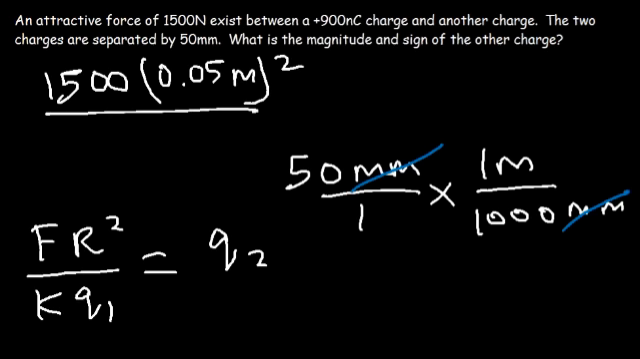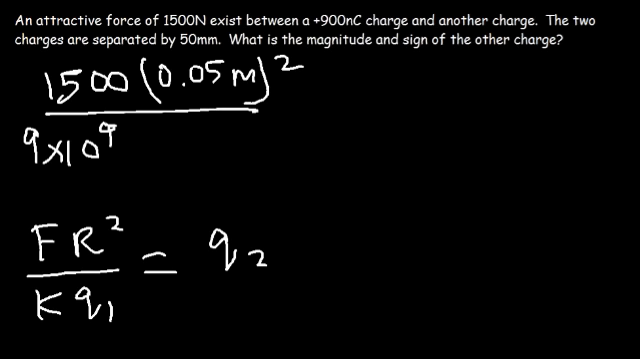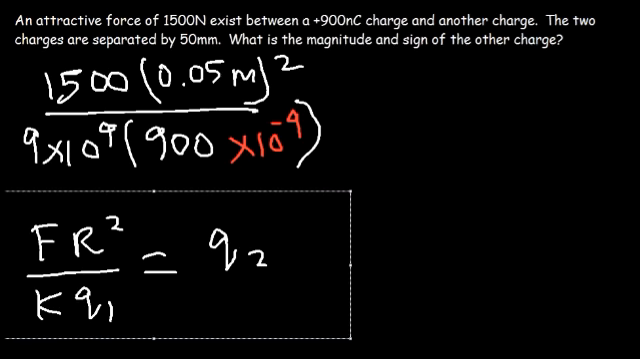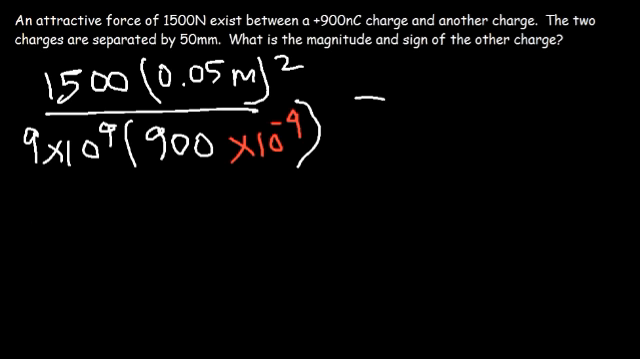And it's going to be squared, divided by k, which is 9 times 10 to the 9, and q1. So 900 nanocoulombs is the same as 900 times 10 to the minus 9 coulombs. Milli is 10 to the minus 3, micro is 10 to the minus 6, nano is 10 to the minus 9. It's rare that you'll see pico, but if you do see it, that's 10 to the negative 12. So all of this is equal to Q2. Let's see how much all of this will come out to.